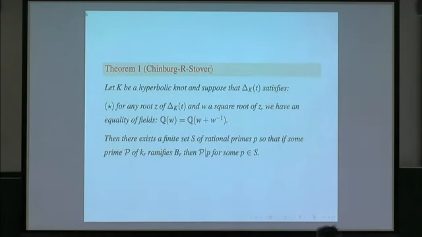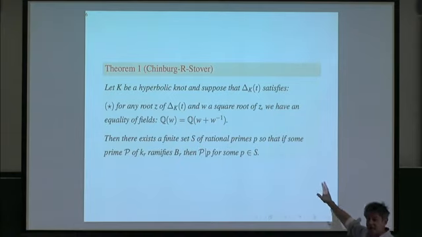Okay, so the theorem that Chinburg and myself and Stover proved is the following. What it says is an explanation for what one sees experimentally here. Namely, if you've got a hyperbolic knot and you know the Alexander polynomial satisfies this condition star, and let's not worry about what it means right now, and we probably won't worry about it later either. But anyway, it's up there.